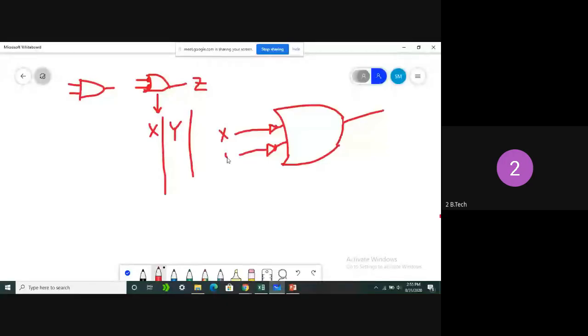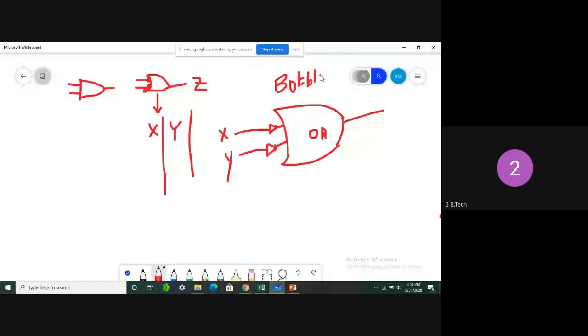Even though this is an OR gate, this is nothing but a bubbled OR. Why? Because the input is given to the input side, where we have NOT gates. So this NOT gate is similar to which one? Our NAND gate. So I am trying to find the relation between the bubbled OR and the NAND gate. So what is the NAND symbol?